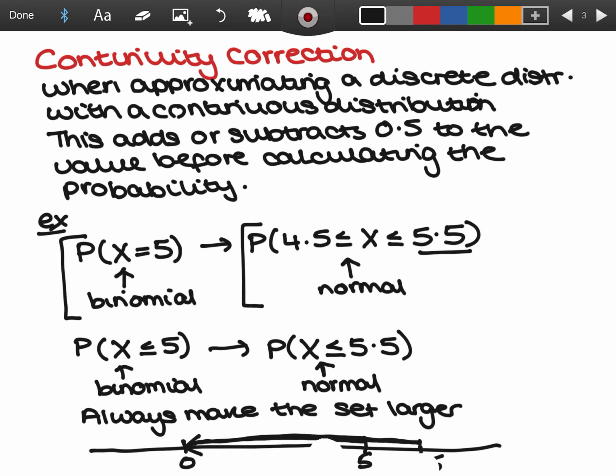And I'm going to calculate this in the normal distribution. We'll type this into a calculator in a minute and see how it works. But I just want you to see how we're going to get from a binomial distribution into a normal distribution using this continuity correction.